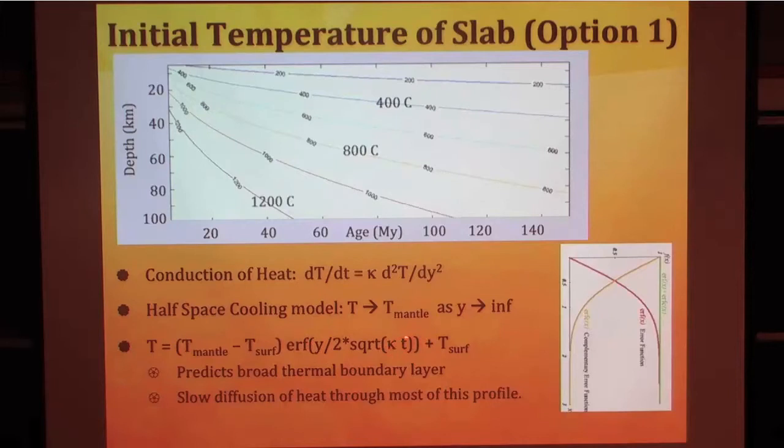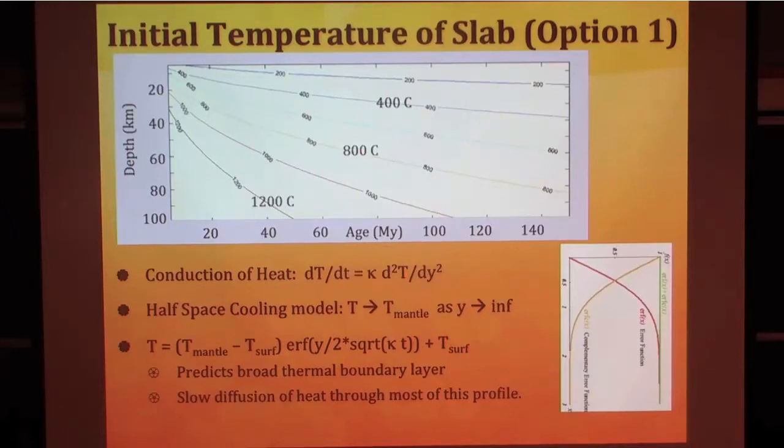Okay? And time, or age, you can translate into distance from the ridge if you know your spreading rate. So what this temperature depends on is the difference between the surface temperature and the mantle temperature, and this error function, which depends on the square root of the thermal diffusivity and the age, and then how deep you are. And then you normalize this, and you add in the surface temperature at the top.